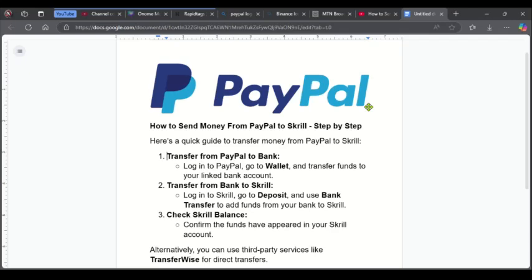account to Skrill account. Now log into your Skrill and go to deposit and use bank transfer to add fund from your bank to your Skrill. Now check your balance, confirm the fund have appeared in your Skrill account.